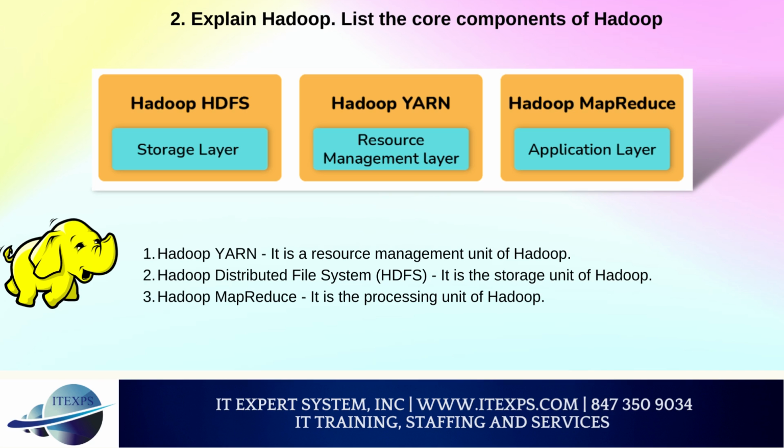The 3 components of Hadoop are: Hadoop YARN is the resource management unit of Hadoop. Hadoop Distributed File System, HDFS, is the storage unit of Hadoop. Hadoop MapReduce is the processing unit of Hadoop.